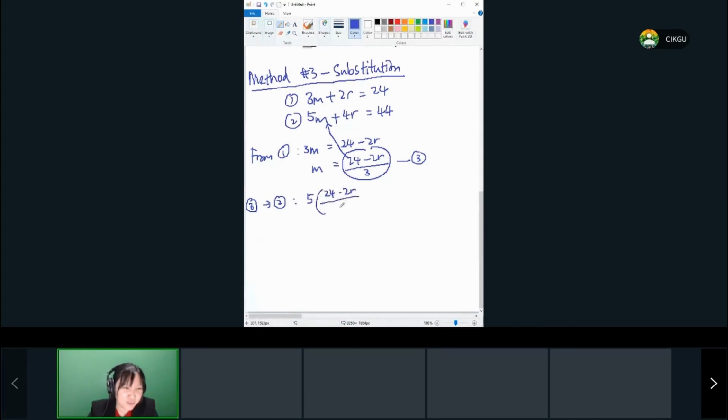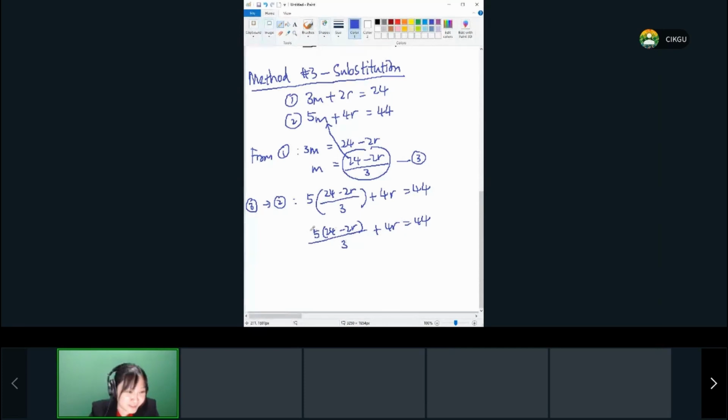Some students, if your algebra is not very strong, or they don't like this, they'll say, teacher, so ugly, you have fraction and then algebra. I agree. I know. So up to you. I will just do it for you. Honestly, I see this, I also a bit tired. So 5 times, this one I'm lazy to expand, so I just write like this: 5 times this, and then over 3, plus 4r equals to 44.